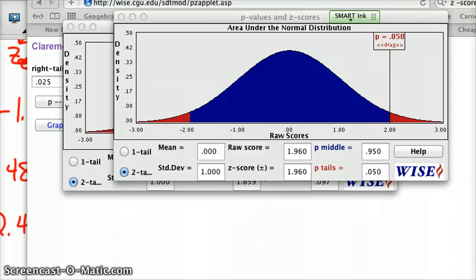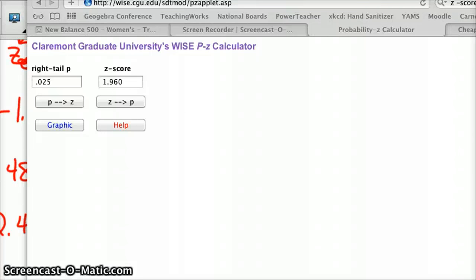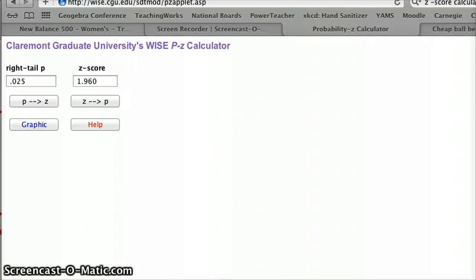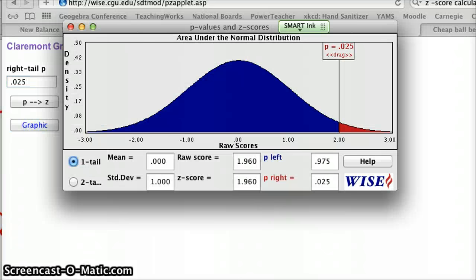If you go online, sorry, I just flopped around on you because I made a mistake when I did this. But I also was going to show you how to find this z-score or this confidence interval with an online calculator. This one's pretty cool. I just Googled z-score calculator, and this is what I came up with. So, Claremont Graduate University WISE PZ calculator. So I've already entered kind of what I'm looking for. You really don't need it. You can just hit the graphic to kind of help you. I think visual is a lot better.